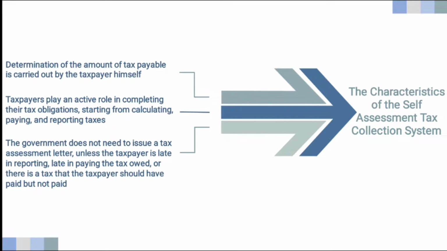The characteristics of the self-assessment tax collection system. Number 1, determination of the amount of tax payable is carried out by the taxpayer himself. Number 2, taxpayers play an active role in fulfilling their tax obligations, starting from calculating, paying, and reporting taxes. Number 3, the government doesn't need to issue a tax assessment letter unless the taxpayer is late in reporting, late in paying the tax owed, or there is a tax that the taxpayer should have paid but did not pay.